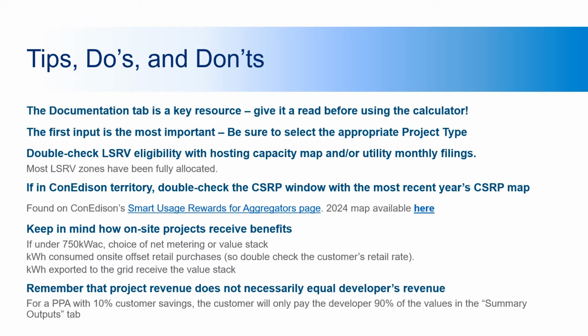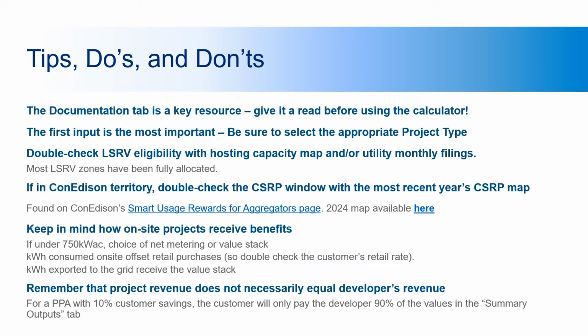If hoping to obtain revenue from components such as the LSRV or CSRP, first double-check eligibility and utility filings on their websites. Several of these sources are linked in the Documentation tab of the calculator, and we have included a link to the CSRP map on this slide.